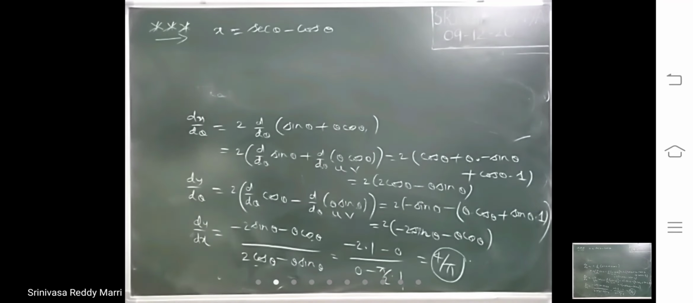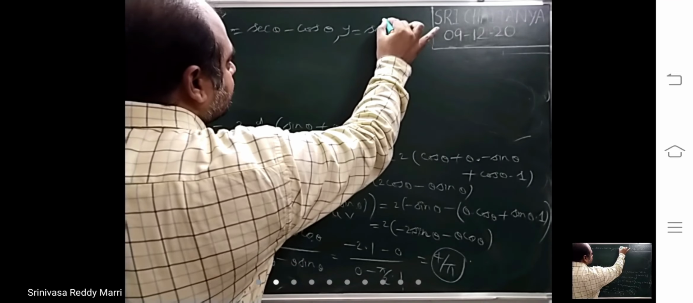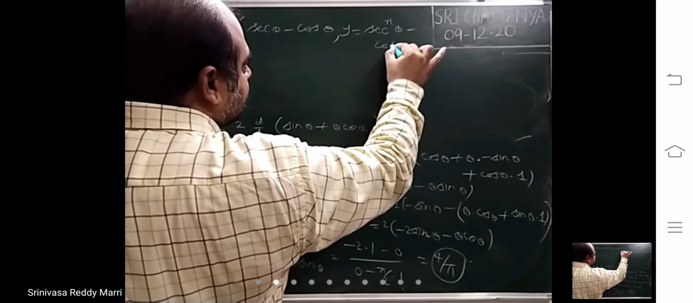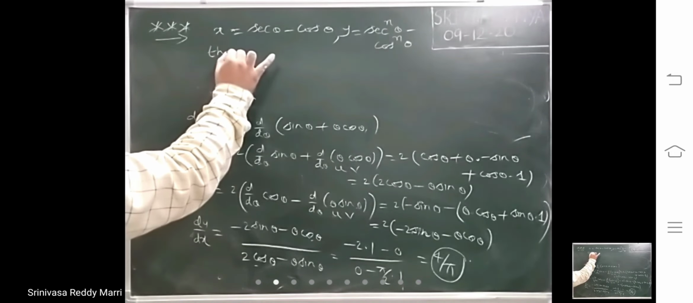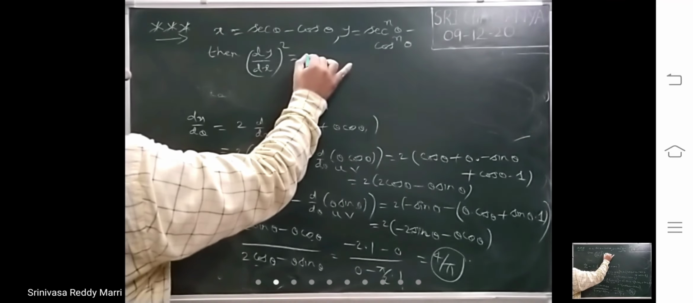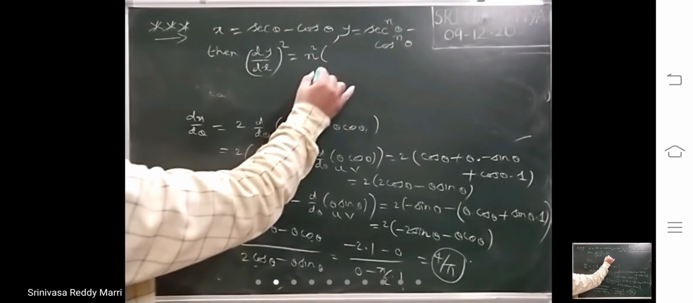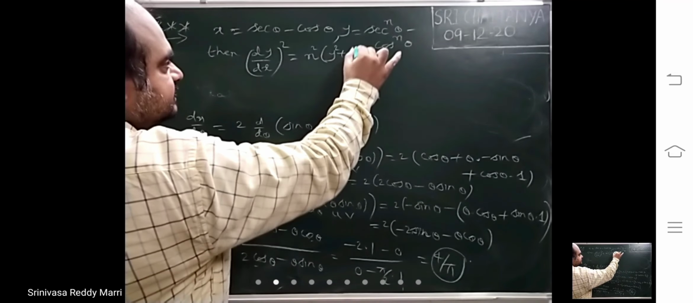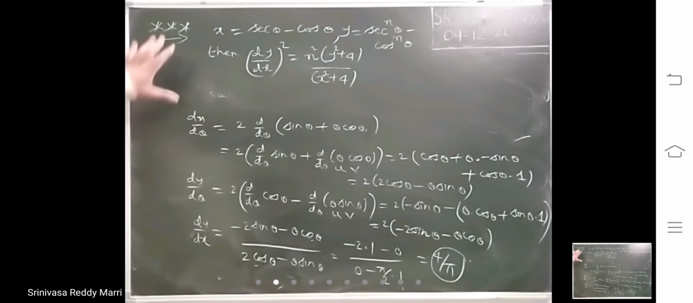If x is secant theta minus cos theta, comma, y is secant power n theta minus cos power n theta, then very important formula: dy by dx whole square equal to n square into y square plus 4 divided by x square plus 4. Very important shortcut to remember. I will tell in the problem how you will get it.